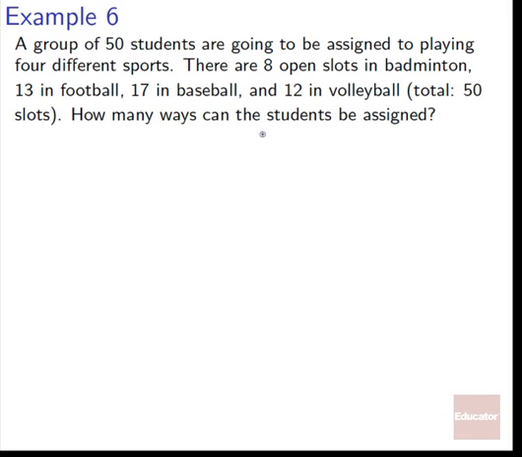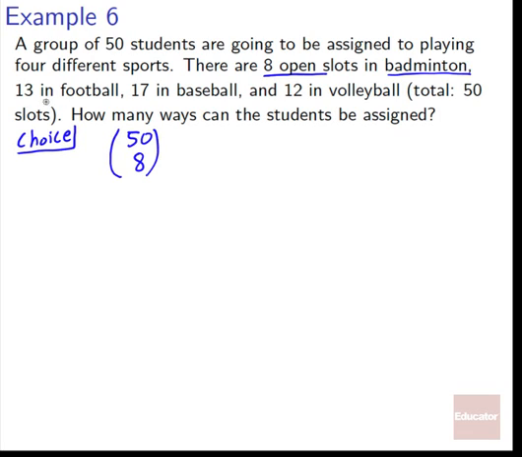The first way we're going to look at it is through the idea of choice. We're going to make different choices to begin with. So we start off, and let's work on badminton first. We have 8 open slots for badminton. So what we're looking at is how many ways there are to choose 8 players for the badminton group. If we've got 50 students we're choosing from, 50 choose 8 is all the ways we can choose our badminton group.